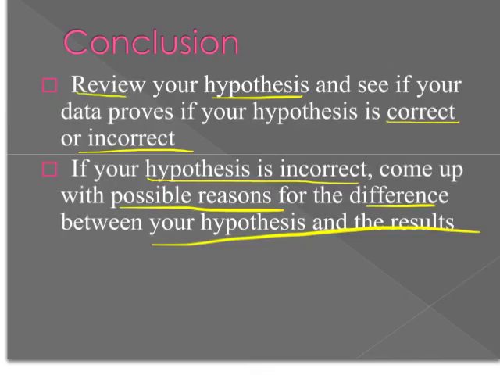Flip up to your final tab. That should say conclusion. The conclusion is the very end of your experiment. So here's where you're going to review your hypothesis and see if your data proves if your hypothesis is correct or incorrect. Your data is going to show you if what you said in that if-then statement is right or wrong. If your hypothesis is incorrect, you're going to come up with possible reasons for the differences between your hypothesis and the results. In conducting your experiment, you can probably tell where something may or may not have gone wrong.